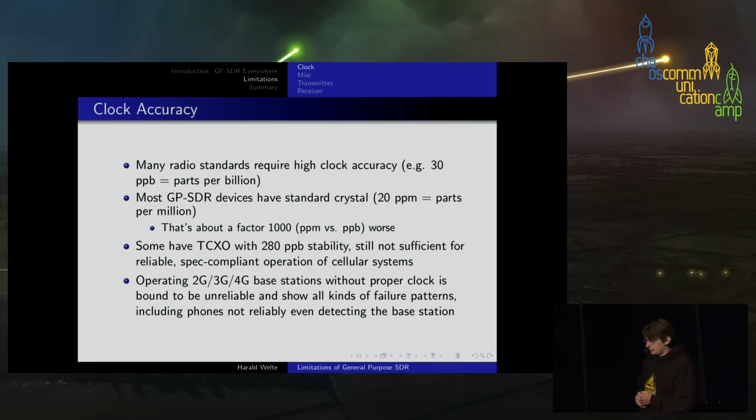Having a clock that's off means all kinds of strange effects. The most commonly known one is that phones may not detect your network even though it's broadcasting, or they may not reliably detect the network, or they may even drop off the network, though the last part is less likely. And this is the number one problem that we see when people play with cellular technology with SDRs. They see some unreliable behavior, or they cannot make it work at all, and the number one question is, well, do you have a proper clock?